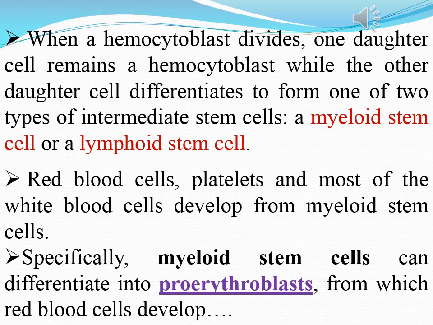We should know that red blood cells, platelets, and most of the white blood cells are derived or developed from the myeloid stem cells. إذن myeloid stem cells هو precursor of red blood cells, platelets, and most of the white blood cells. Specifically, myeloid stem cells can differentiate into a pro-erythroblast from which red blood cells develop. إذن precursor مال red blood cells اسمها pro-erythroblast اللي هي differentiate in the future to become red blood cells.